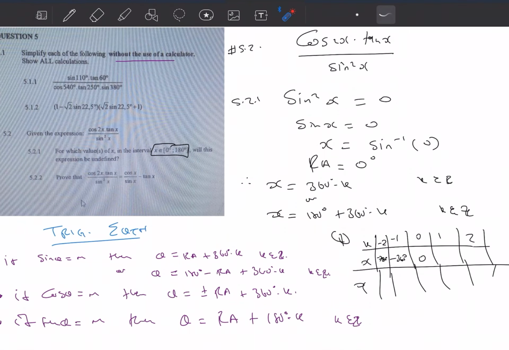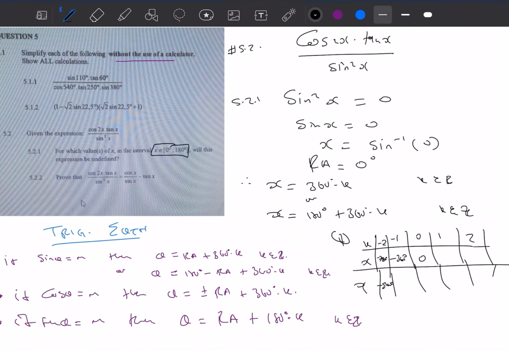Alright, so we have an x value. Now, let's go to 1. 360 times 1 is 360, so this is not between, I don't have to go there, but you see what I'm doing. 360 times 2 is 720. 720 is not between 0 and 180. Now let's go to the second equation. So we can say 180 plus 360 times -2. Okay, is -540 between 0 and 180? No. So you're not going to take that one, negative 540.